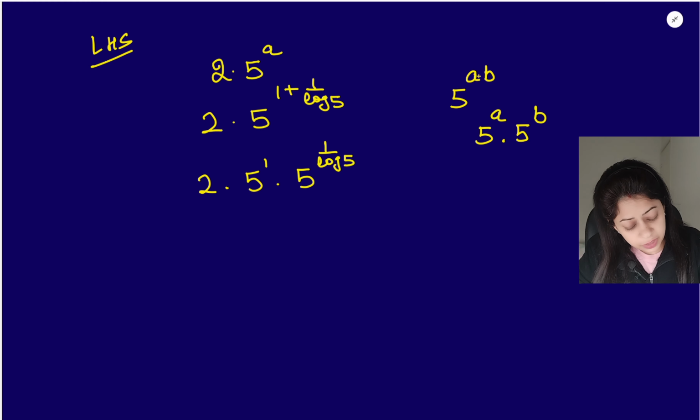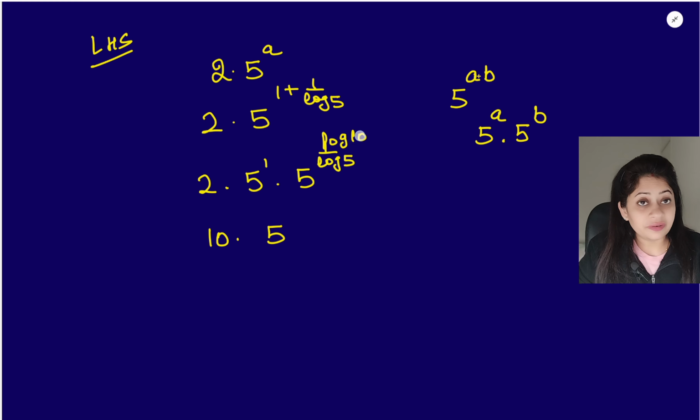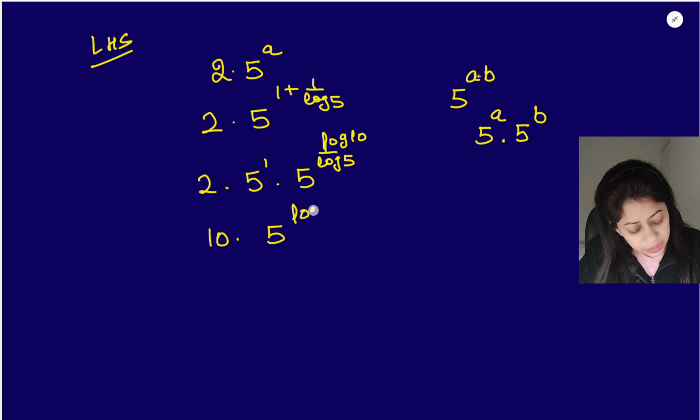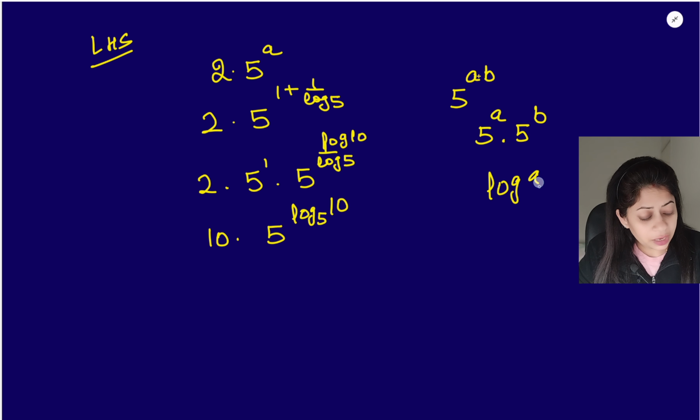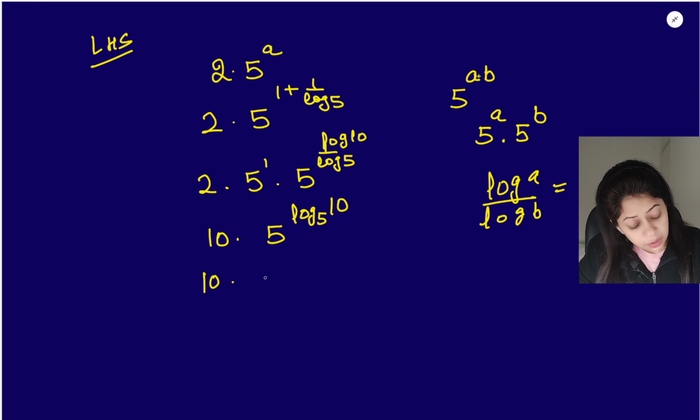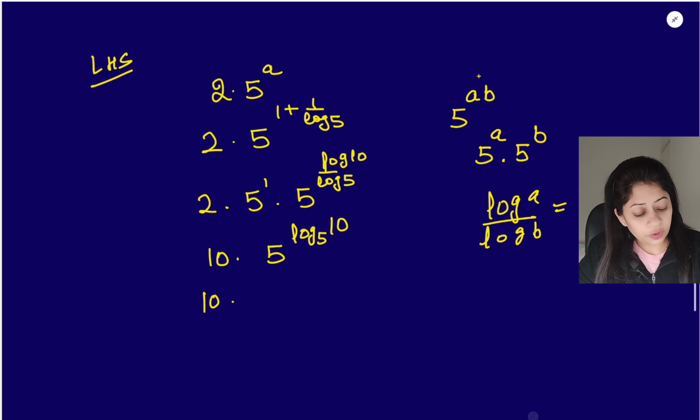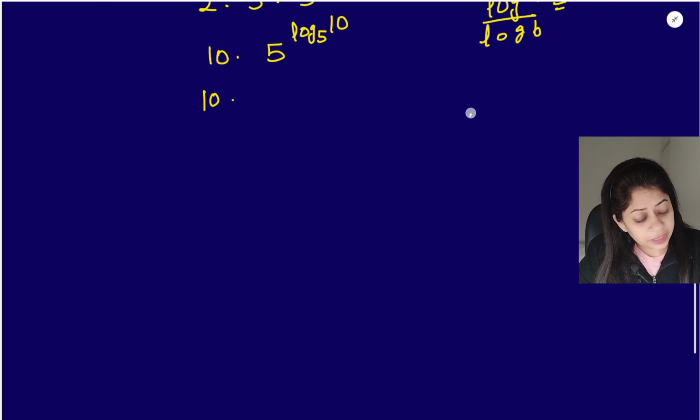Okay, this will become 10 times 5 raised to power 1 by log 5. I can write it as log 10 by log 5, right? So I will write it as log to the base 5 of 10. Why? Because log a by log b can be written as log to the base b of a, right? This will become 10 times.